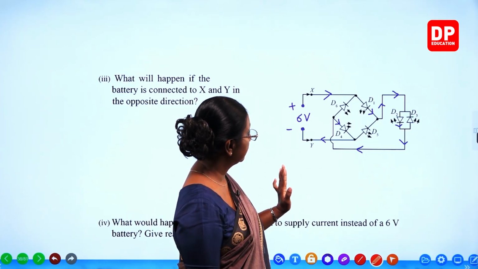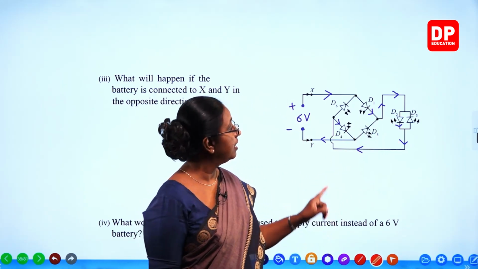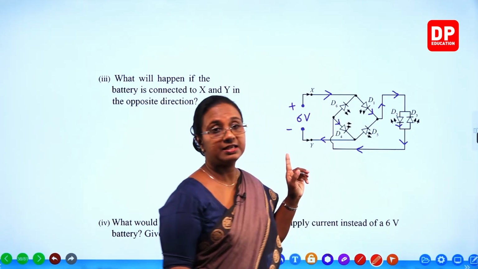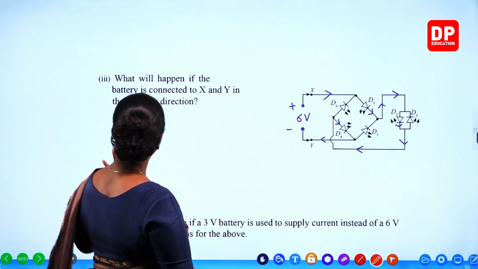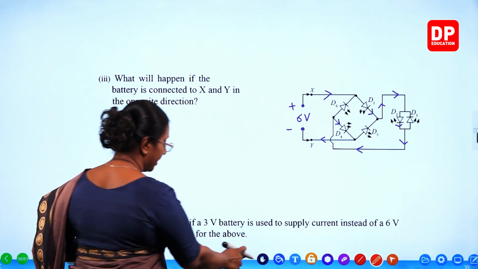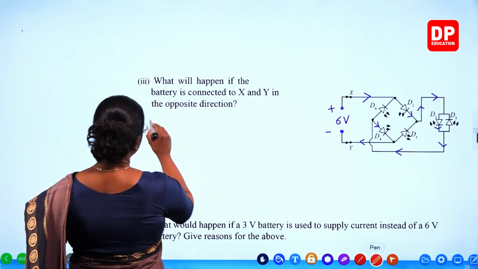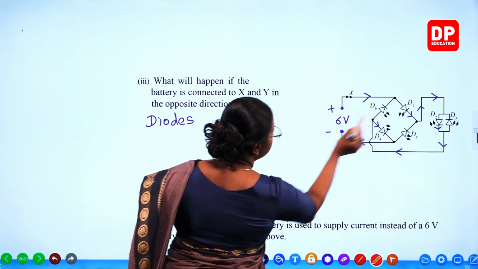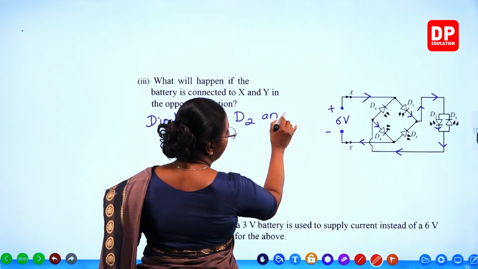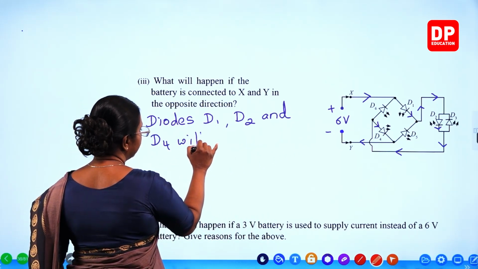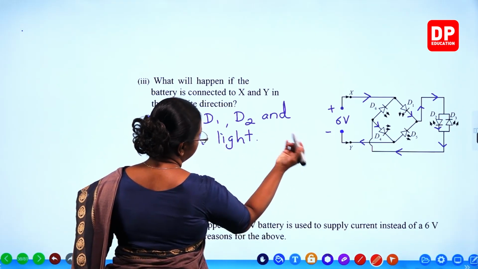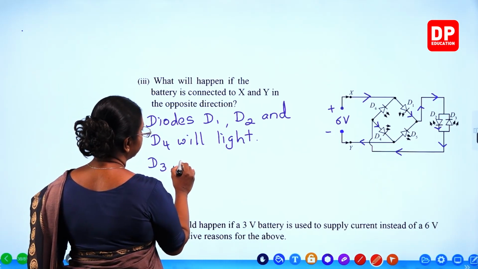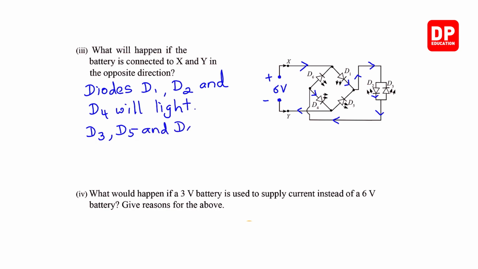So here in this instance, you will see that D1, D2 and D4 will light up, whereas D3, D5 and D6 will not light. That is what will happen. So what will happen if the battery is connected to X and Y in the opposite direction? You can say diodes D1, D2 and D4 will light. If you want, you can say D3, D5 and D6 are reverse biased, or we can say will not light.